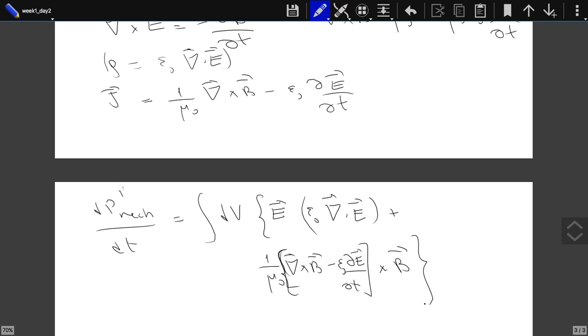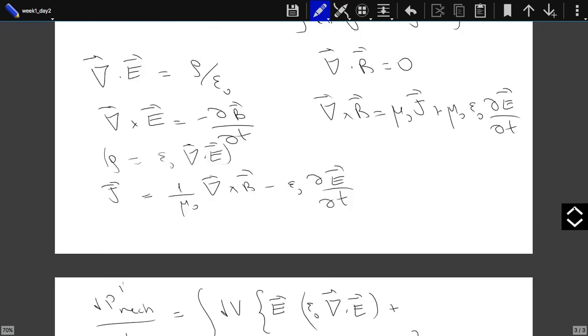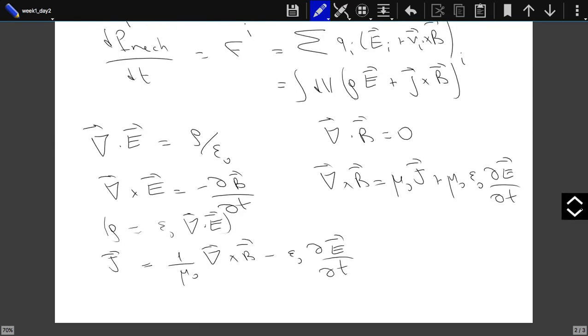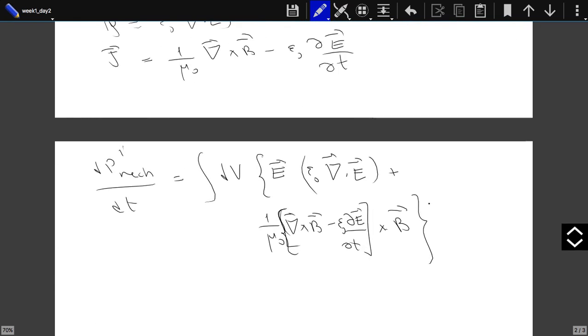Well, this much is not enough. We have to simplify it and convert it to the form that we are looking for. You see, the form we are looking for is this one: it should be some time derivative of an object plus a surface integral, and of course the i component.